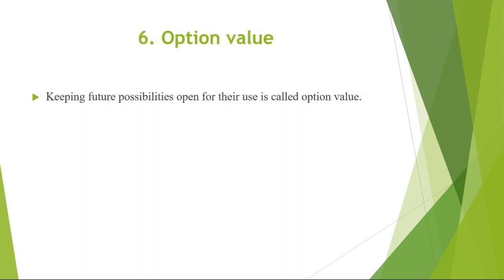Option value. Keeping future possibilities open for their use is called option value. It is impossible to predict which of our species or traditional varieties of crops and domestic animals will be of great use in the future. To continue to improve cultivars and domestic livestock, we need to return to wild relatives of crop plants and animals.